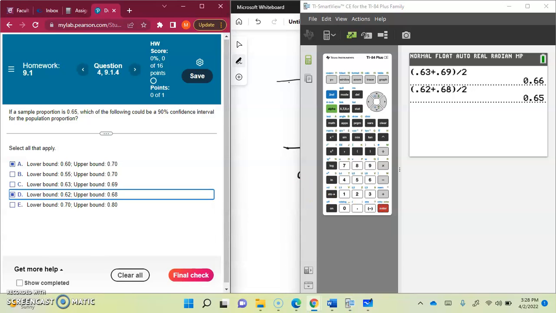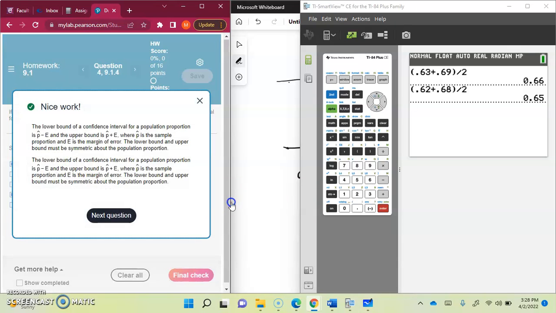Let's try the last one. Now, you see the last one is from 0.70 to 0.80. It doesn't even contain 0.65. So we don't even need to check it. It's clearly not the correct answer. So let's do the final check. That should be correct, right?